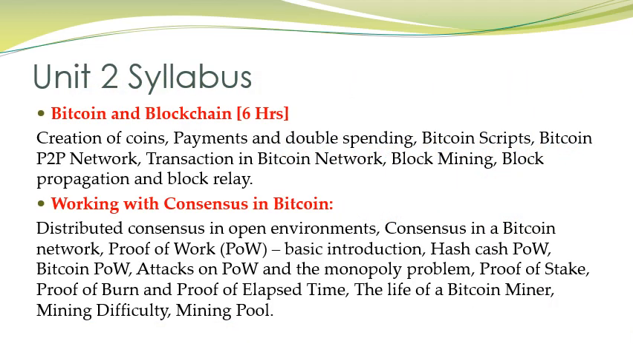So we know that the syllabus of the second unit is related to Bitcoin, in which we have to study the creation of coins, payments, double spending, Bitcoin scripts, Bitcoin peer-to-peer network, transactions in the Bitcoin network, block mining, block propagation, and block relay. The second part of the unit is related to the consensus mechanism in Bitcoin. In the previous session we studied how payments are processed, and we also studied the double spending problem. Now we will focus on the components of Bitcoin.